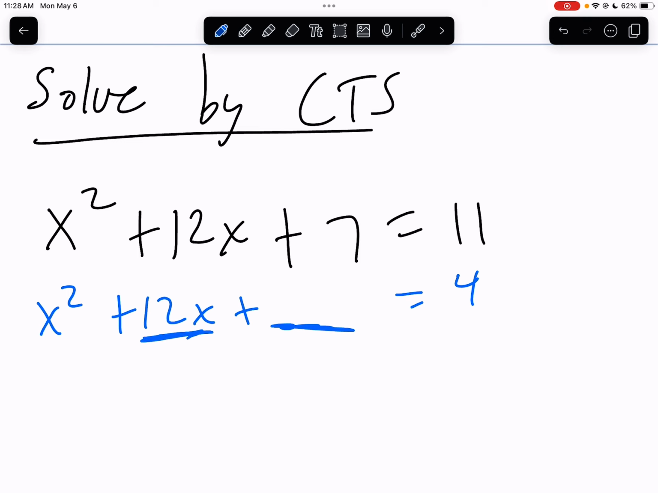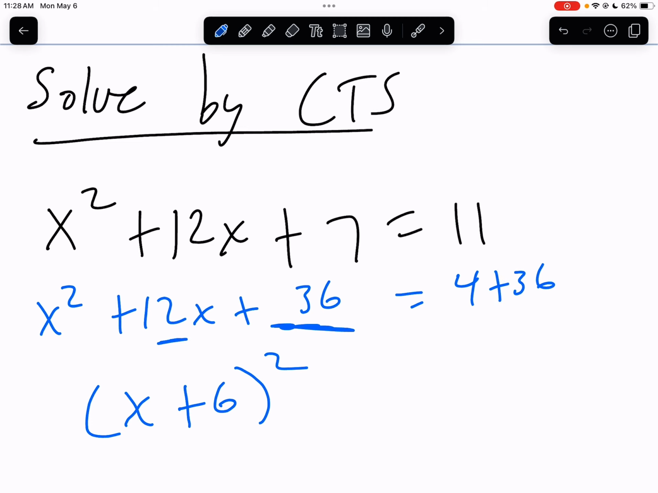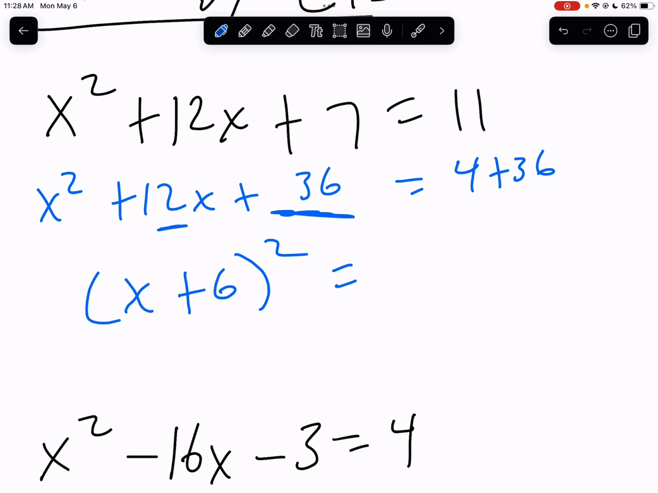What completes the square? Well, if that's x squared plus 12x, what would make it a perfect square? What does 12 have to come from? 6. Well, what is 6 squared? What completes the square? 36. Now, if I add 36 to that side, what do I have to do to keep it equal? This is an equation. I've got to add 36 to both sides. So this has to equal 40.